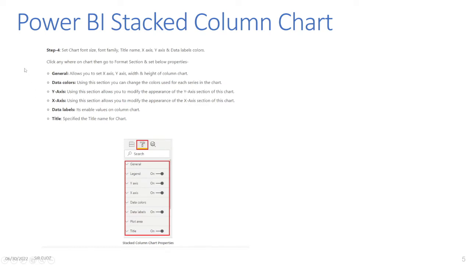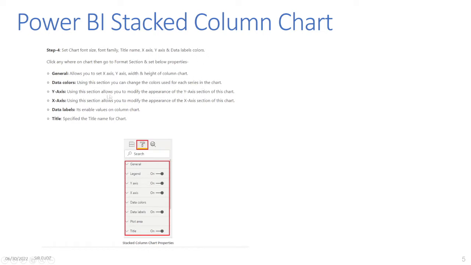Step 4. Set chart font size, font family, title name, x-axis, y-axis, and data label colors. So click anywhere on the chart, then go to the format section. This is the format section, and set the below properties. We have the general properties, which allow you to set x-axis, y-axis, width and height of the column chart. Data colors, using this section you can change the colors used for each series in the chart.